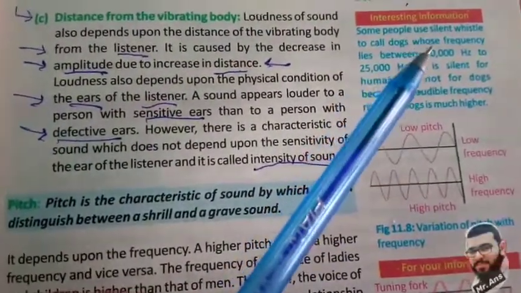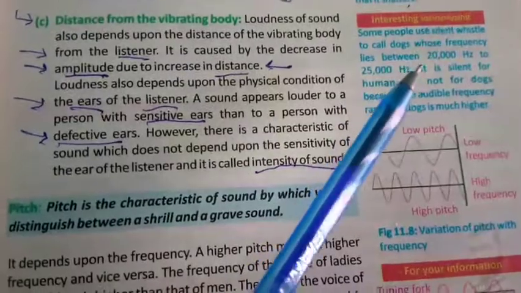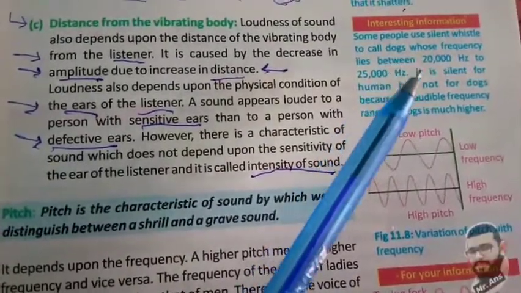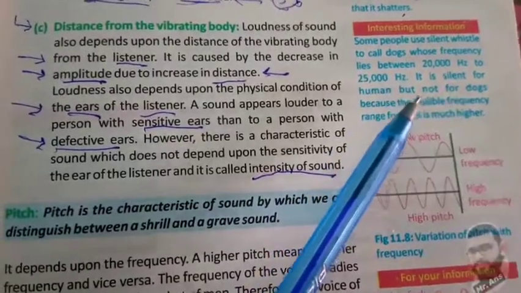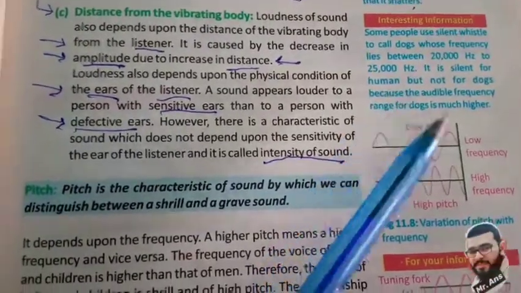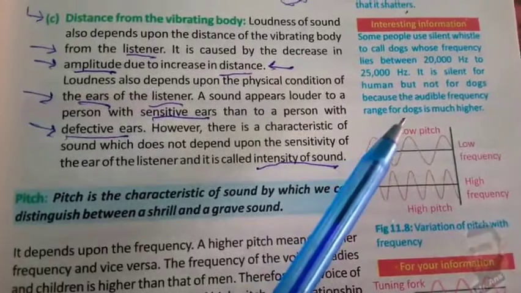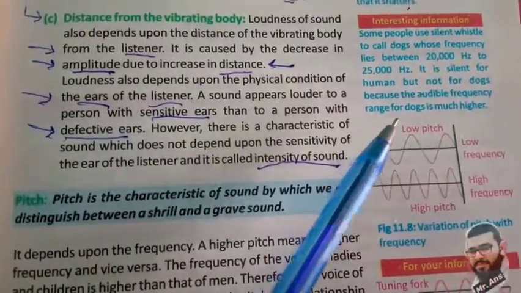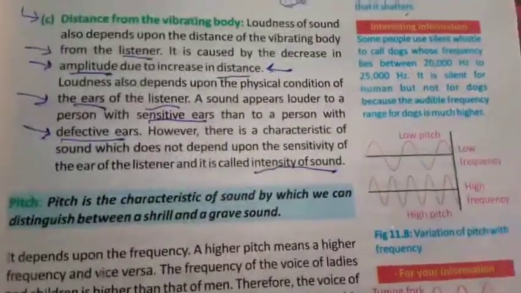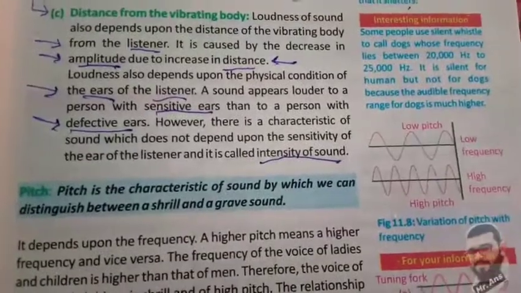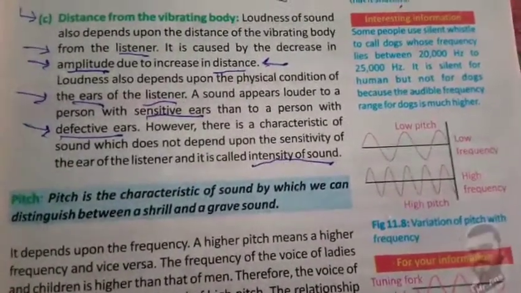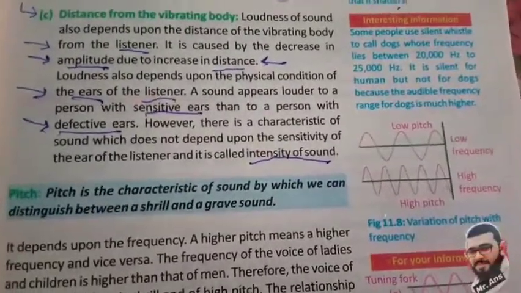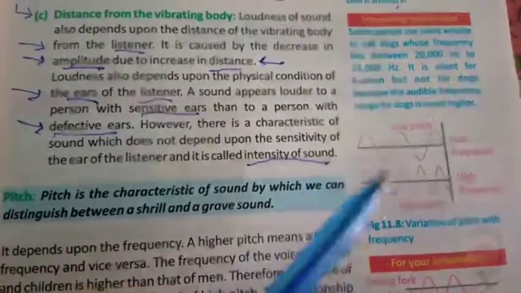Some people use a silent whistle to call dogs, whose frequency lies between 20,000 Hz and 25,000 Hz. It is silent for humans but not for dogs, because the audible frequency range for dogs is much higher. So the frequency we are using for dogs is too high for us, and we cannot hear it as dogs can. Here you can see the low pitch, high pitch.